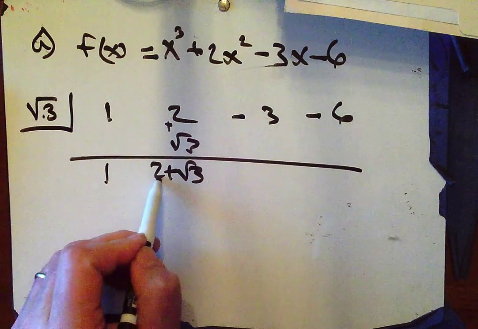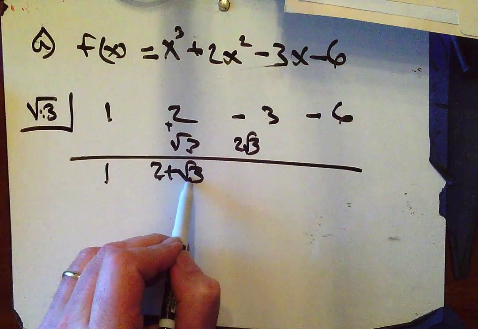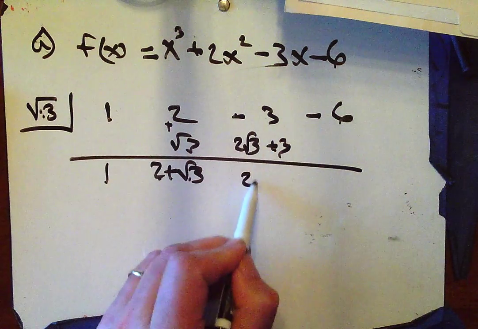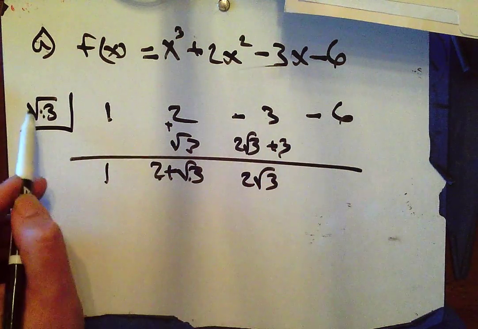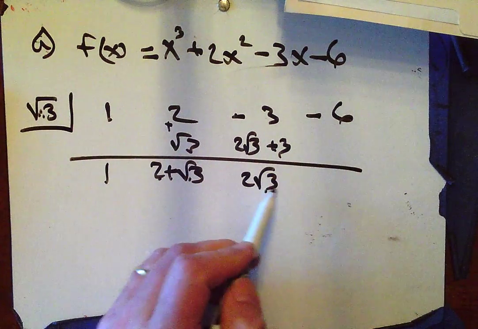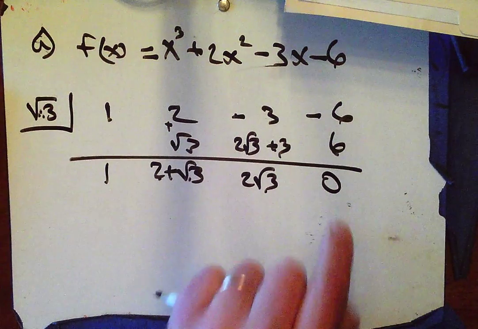And when we distribute this to this, we get 2 root 3. And when we distribute this to this, we get positive 3. So look, -3 plus 3, they cancel. And we have 2 root 3. Finally, I multiply this times this. Root 3 times root 3 is 3. 3 times 2 is positive 6. And so we get our 0 just like we expected.